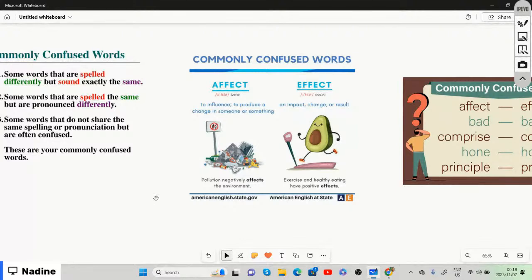So these are two words, like I say, that are commonly confused. So it is important to also know the meaning of these words in order for you to know in which context to use them.